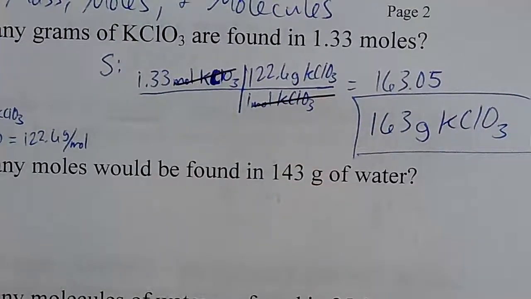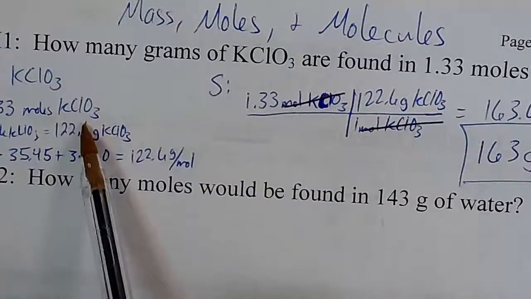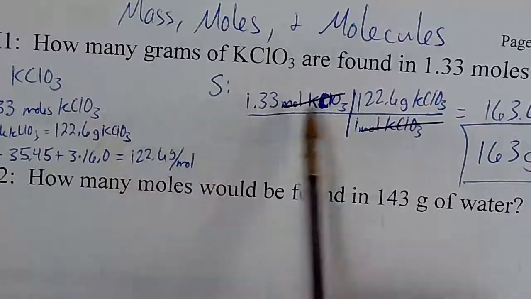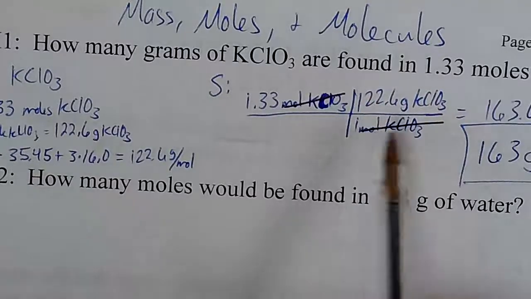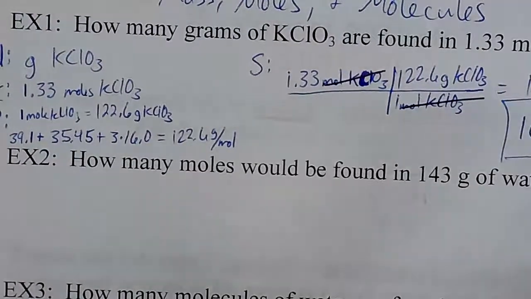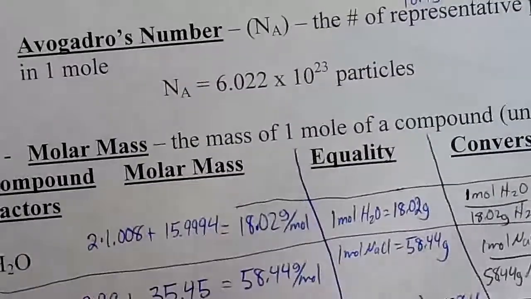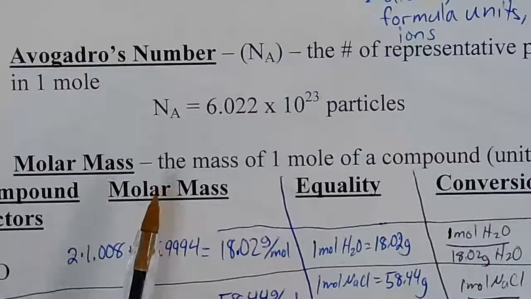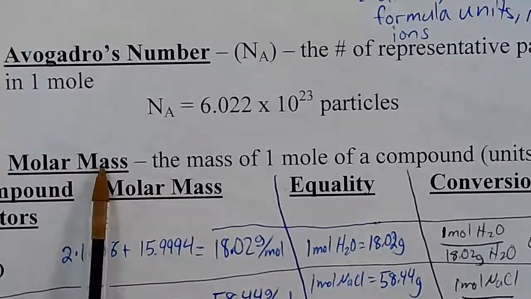So to do the whole problem, you just have to find out how many moles are in KClO3, and then convert it from grams to moles. Or how many grams? I think you meant to say how many grams are in a mole. Yeah, you had to add that up. And by the way, that quantity of how many grams per mole, I'm going to drive this home, is the molar mass, the mass of a mole.